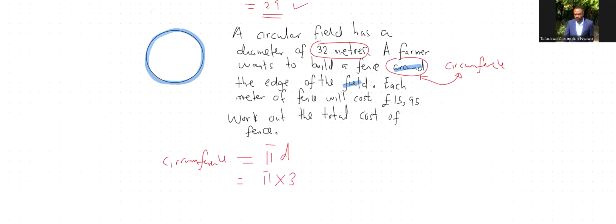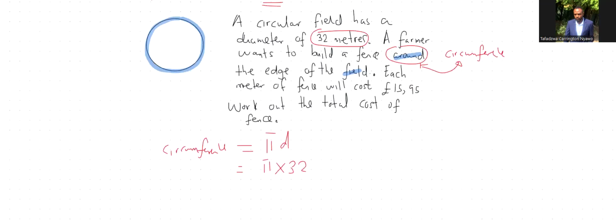So what I'm just going to do is sub in those values into the formula. All right. Then I'm just going to leave my answer for now in terms of pi. So this is going to be 32 pi. So this is the circumference of the circle. All right. So what do we do now?